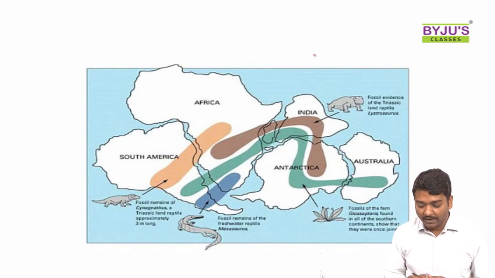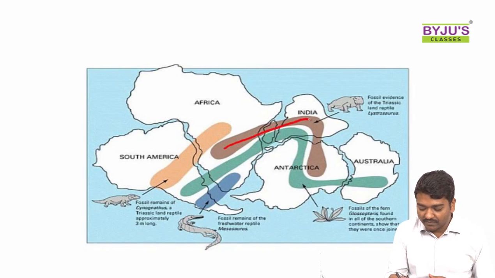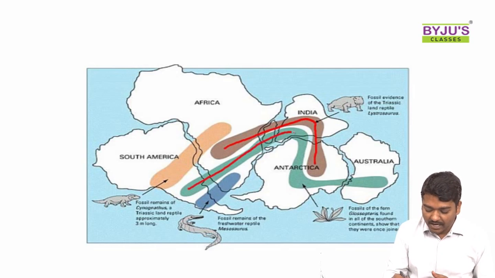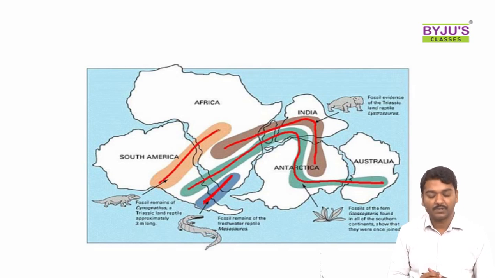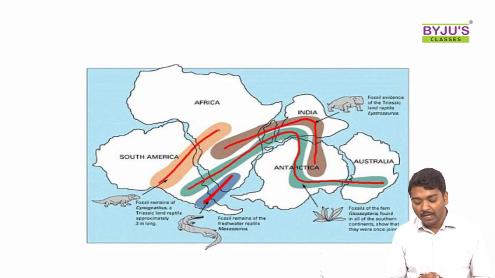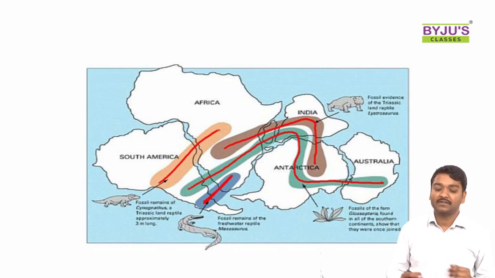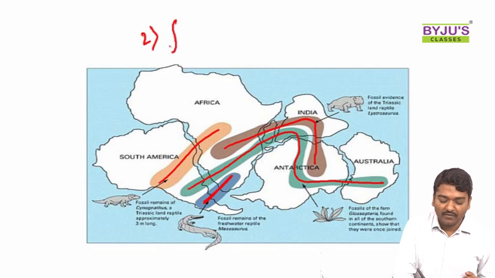So he found that you see the fossil evidence of Lystrosaurus in these continents. You see the fossil evidence of Glossopteris, which is in this direction. And you see Mesosaurus in Africa and South America, and Cynognathus also present in South America and Africa. So he said this is possible only when the continents were together. This was his second evidence, that is, the fossil remains.